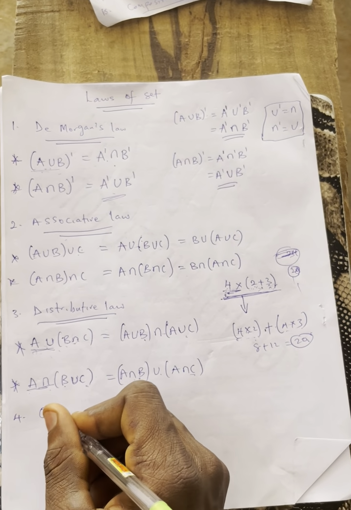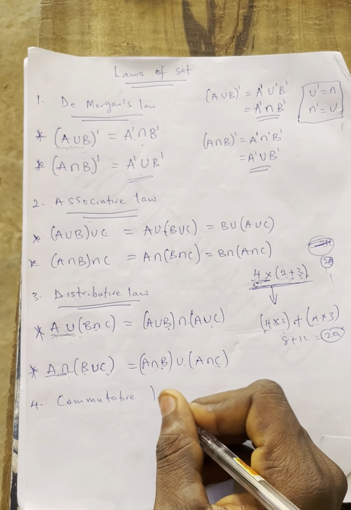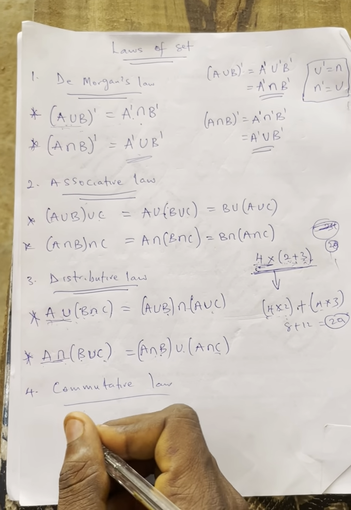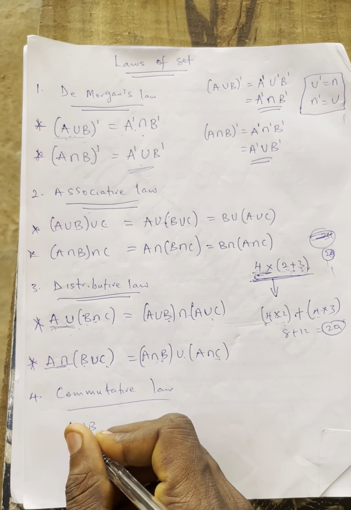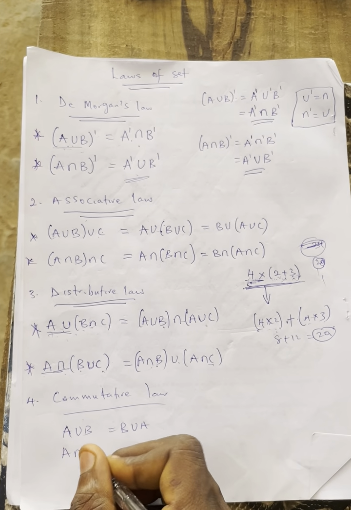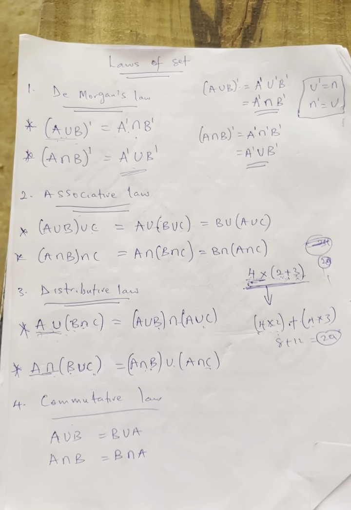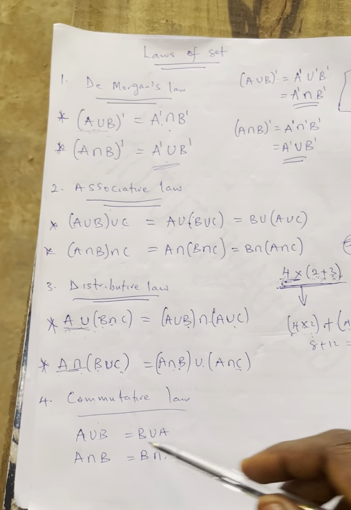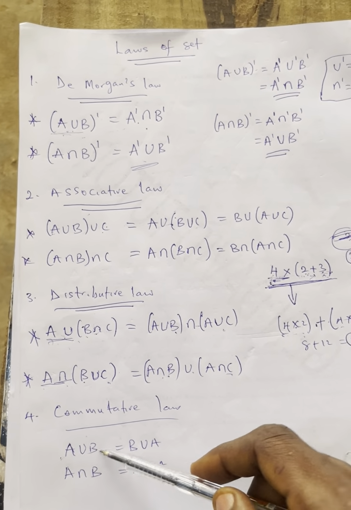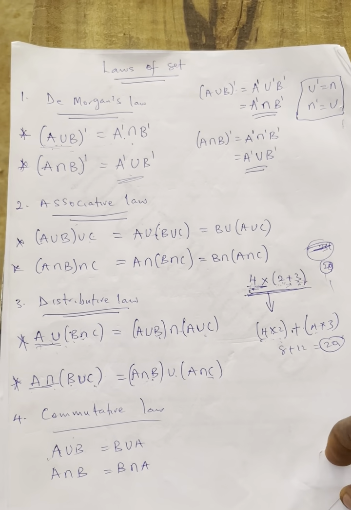Then the third one, we have it to be commutative law. Now what is commutative law? Commutative law says that if you have A union B, it's the same thing as B union A, or if you have A intersection B, it's the same thing as B intersection A. So what commutative law is trying to say is that you can just change it anyhow. Once it is just two like this, A can come first before B. So that is the difference between all these laws.